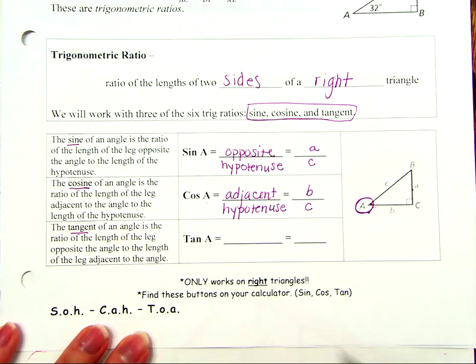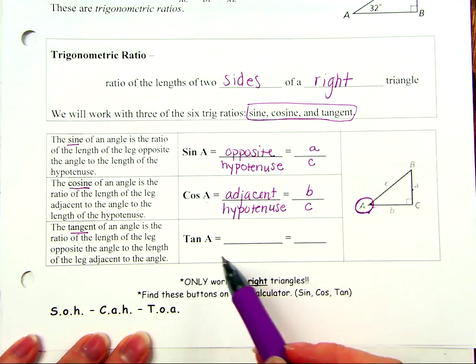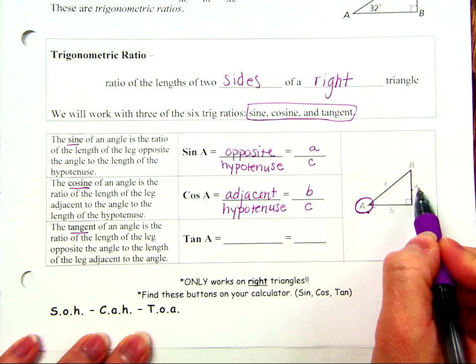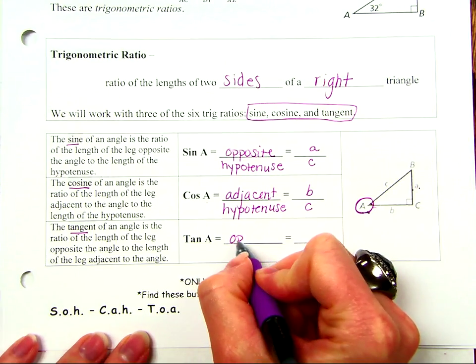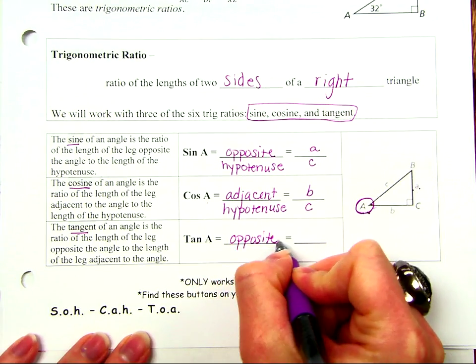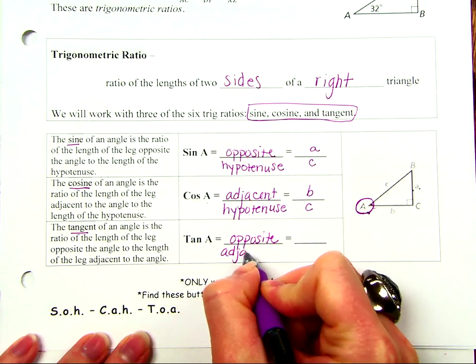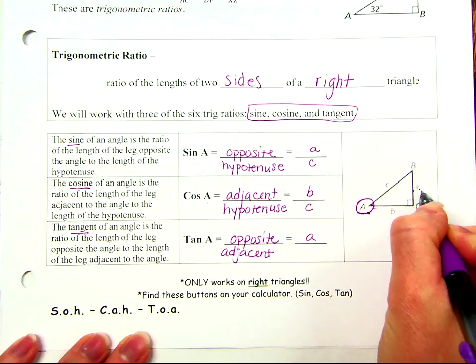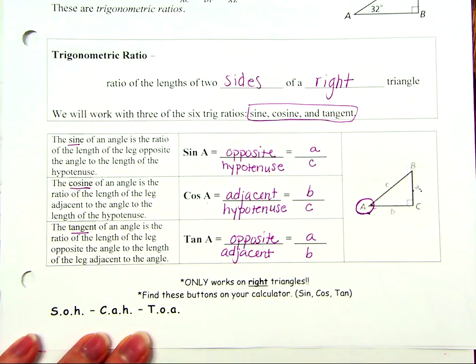And lastly, the tangent of an angle is the ratio of the length of the leg opposite the angle to the length of the leg adjacent to the angle. So my tangent of angle A, I'm looking for the opposite and the adjacent: opposite over adjacent. The opposite side would be A, the adjacent side would be B. So those are how the trigonometric ratios are defined.